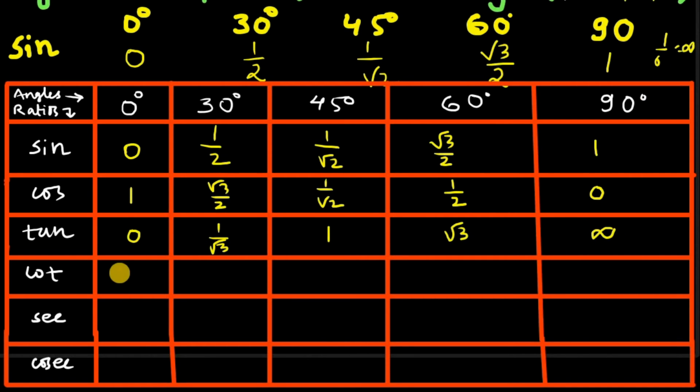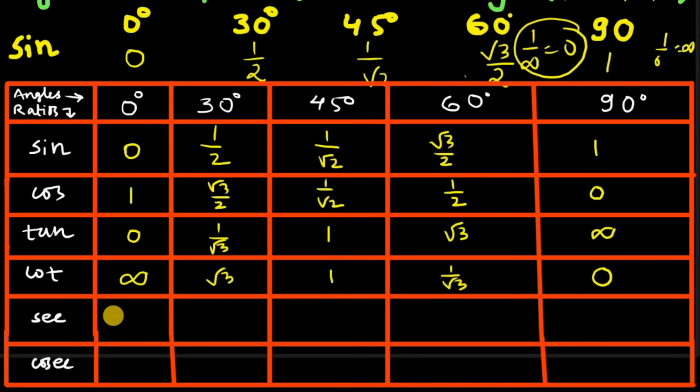Okay. Similarly, cot is the reciprocal of tan, so for 0 the denominator is nothing, that is 1. So 0 by 1 will be reciprocated and we get 1 by 0. 1 by 0 means infinity. Similarly, here we will get root 3 upon 1, that is root 3. 1 upon 1, 1. Then 1 upon root 3 we will get here, and then here down is nothing, that is 1. So infinity by 1 reciprocal will be 1 by infinity, and 1 by infinity, you should know, is 0.